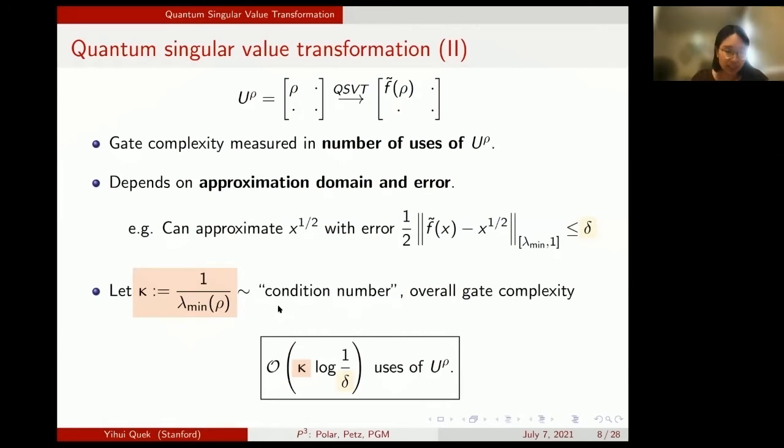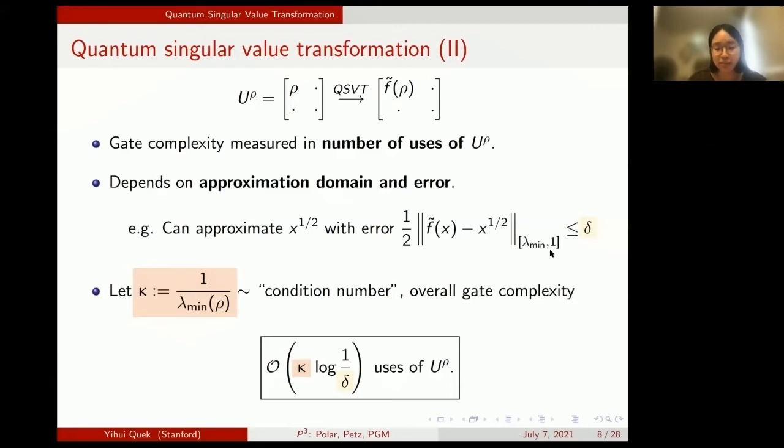Okay, so what is actually the gate complexity? Well, this depends on whatever function it is you want to apply. For example, later when we're looking at a Petz map, we'll actually want to approximate the function f(x) equals x to the half. This is not a polynomial, but we can approximate it with a polynomial. The polynomial is called F tilde, and the approximation needs to be good on the domain lambda min to 1.